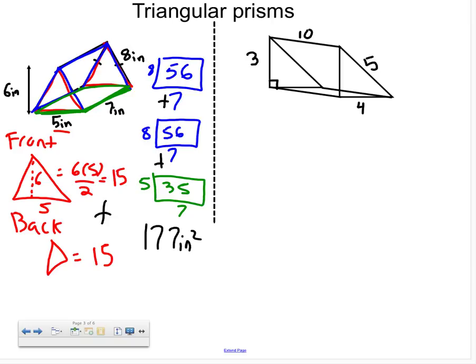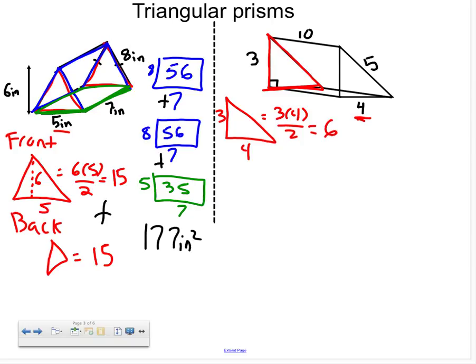For example, this next one here. Let's look at the two triangle pieces first. So let's look at this front triangle right here. So again, I don't need the diagonal piece. I just need the base and the height. So the height here is 3, and the base right here looks to be about equal to 4. So the area for this triangle is 3 times 4 divided by 2, which is 6.